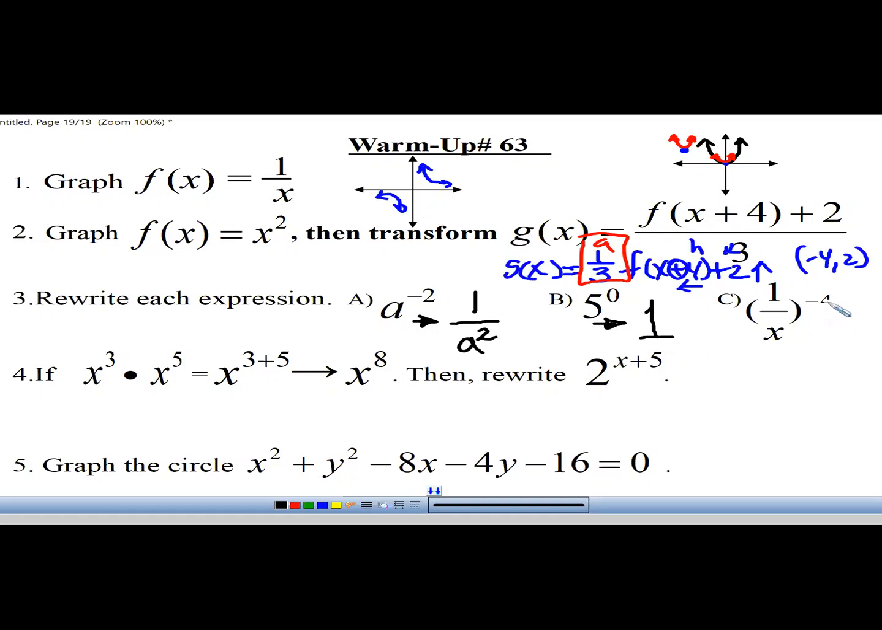Part C, whenever you have a negative exponent like this one, and you have a fraction inside of the parentheses, you do the reciprocal of this. So you flip it, x over 1. Distribute the exponent, but it's a positive exponent now. There it is. So if we simplify this, this is x to the 4th power.